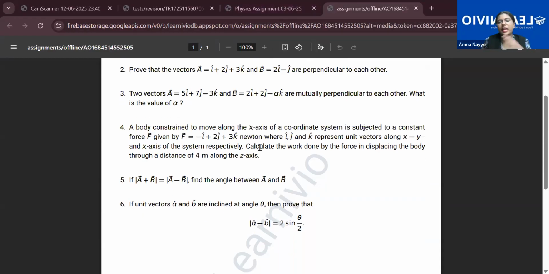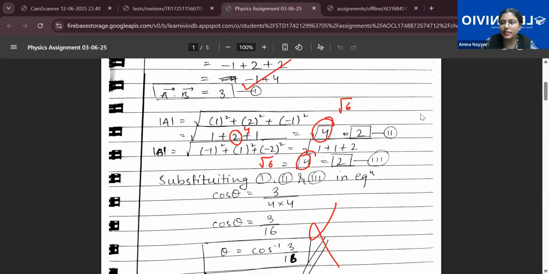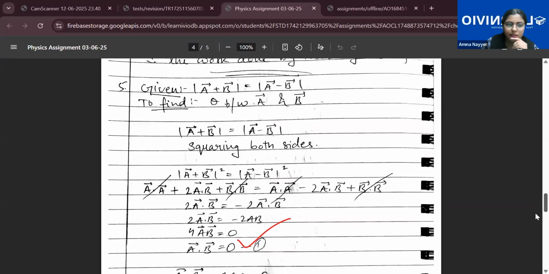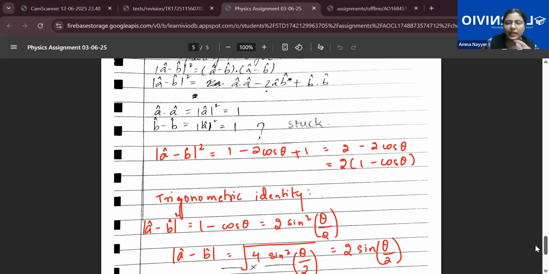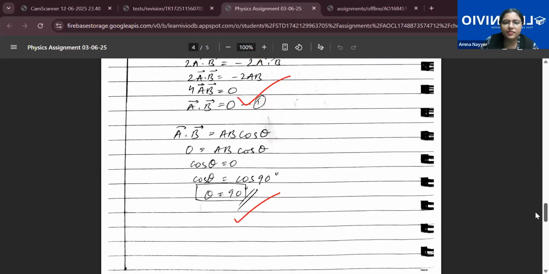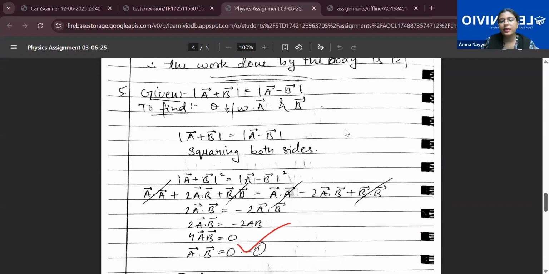See, fifth one, when your a vector plus b vector magnitude is equal to a vector minus b vector magnitude. In the fifth question we have. So look here. Yeah, this was right, and I have written it here. See, fifth question, let me discuss it from her notebook only. See, when you have a plus b and a minus b, correct, Neha, this one is for you. When you square both the sides, you have to find out the angles.